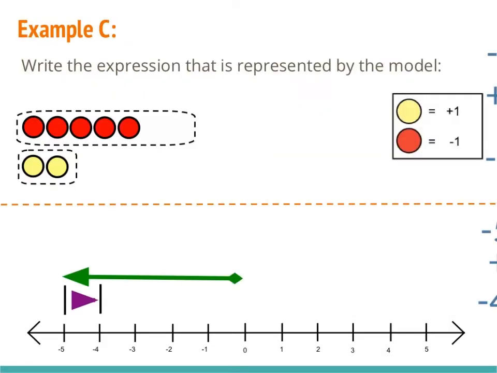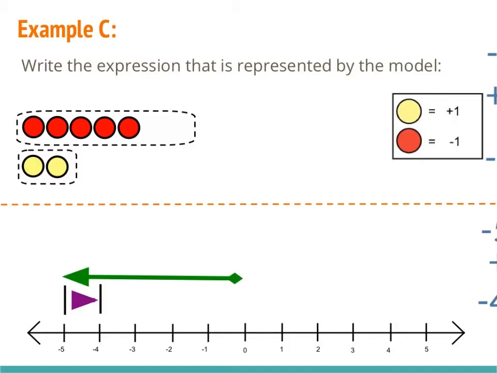So here in example C, it says write the expression that represents the model. So this time I have the model and I have to figure out what it says, as opposed to making the model up myself. So the first one I've got counters, and the second one I've got a number line. So I'm going to start by reading the counters.